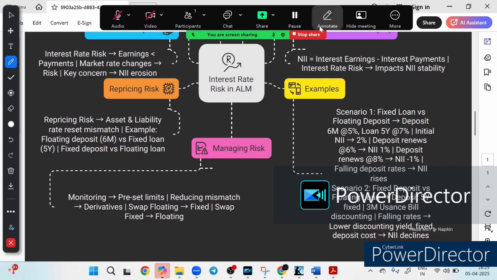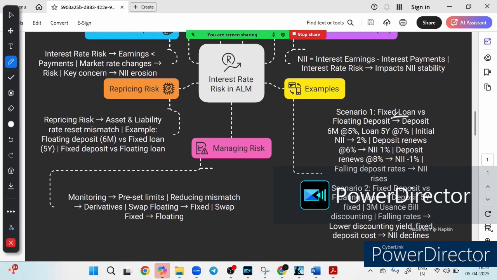Suppose scenario number 1, we have a fixed loan versus a floating deposit. Fixed loan versus floating deposit. Deposit for 6 months at the rate of 5%, loan for 5 years at the rate of 7%. So what is the initial NII? Initial NII is nothing but 7% minus 5%, which is equal to 2%.